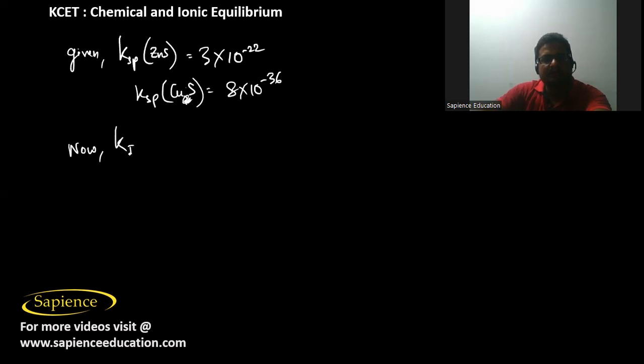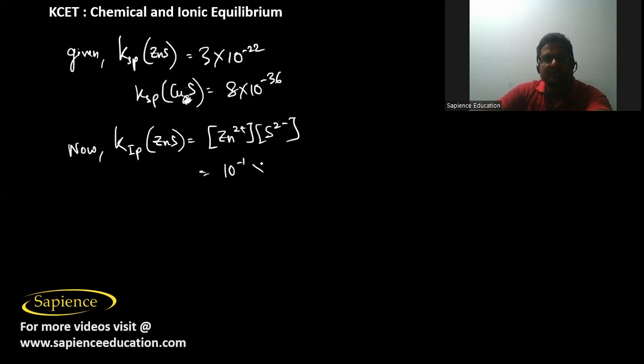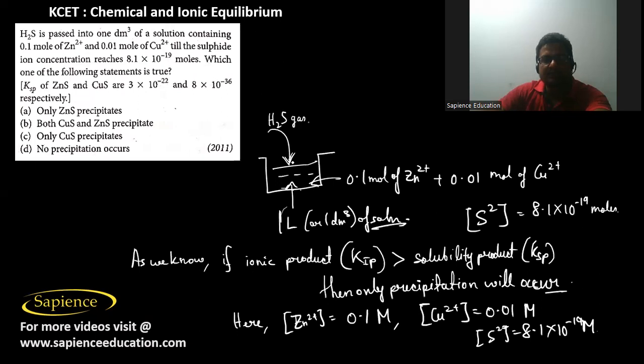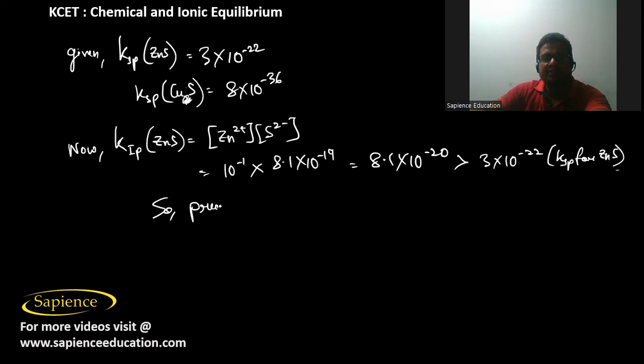Now, the ionic product for ZnS is equal to the concentration of Zn2+ times the concentration of sulfide ion. The concentration of Zn2+ is 0.1, that is 10 power minus 1, and the concentration of sulfide is 8.1 into 10 power minus 19. So that will be 8.1 into 10 power minus 20, which is obviously more than 3 into 10 power minus 22, which is the KSP for ZnS. So here for ZnS, KIP is more than KSP. So it means precipitation of zinc sulfide will occur.